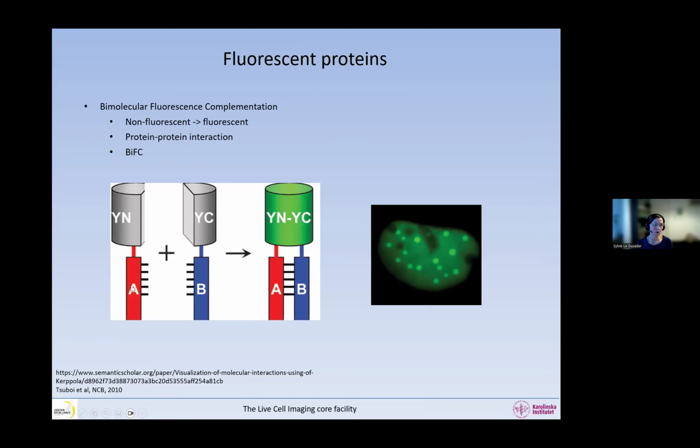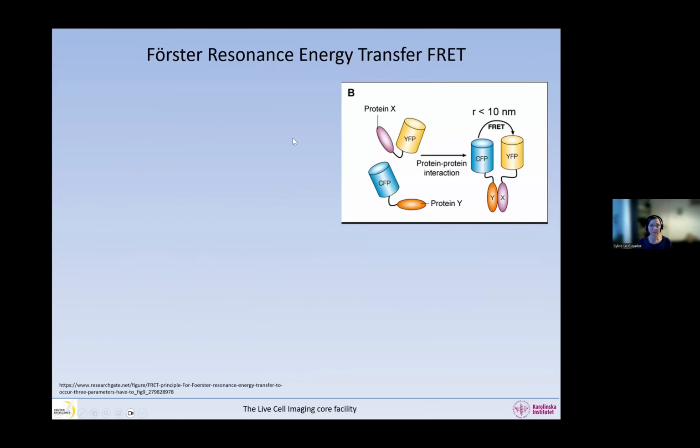For example, we can encode two halves of the protein, and this is called bimolecular fluorescence complementation. Each half is not fluorescent, but when molecule A and molecule B, the proteins of interest, bind to each other, then the fluorophore is reconstructed and it starts fluorescing. So we only see the fluorescence when proteins A and B of interest bind to each other. It's very convenient. It shows protein-protein interaction, and it goes from non-fluorescent to fluorescent. That's called bimolecular fluorescence complementation.